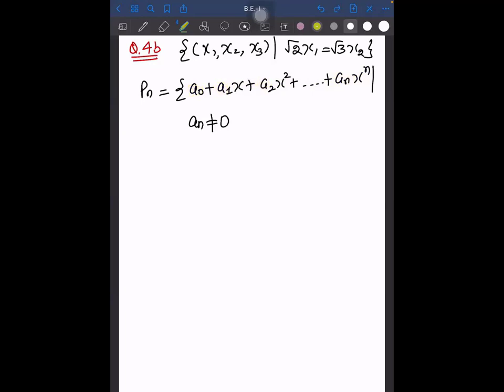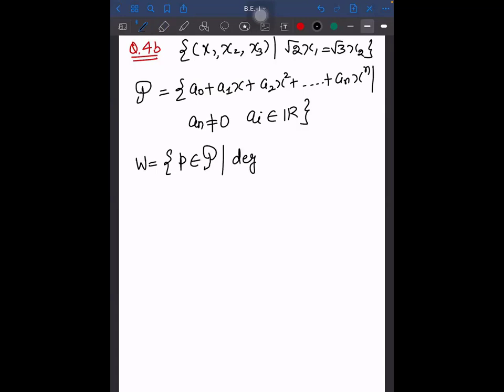So Pn is the set of all real polynomials of degree less than or equal to n. Let's say you have a W, and W is all polynomials, call it p, such that the degree of the polynomial is equal to 4. So will this form a subspace or not? That we're going to check. सबसे पहली बात याद रखो, डिग्री लेस देन और इक्वल टू की फॉर्म में सबस्पेस बनता है, इक्वल वाली में सबस्पेस बन ही नहीं सकता, सिर्फ इक्वल वाली में.